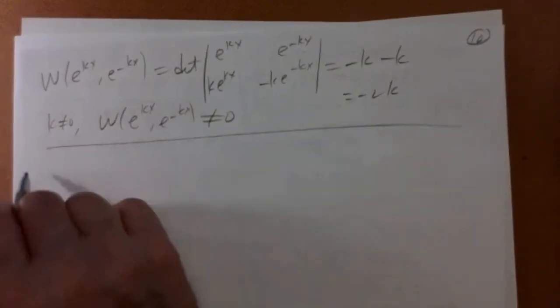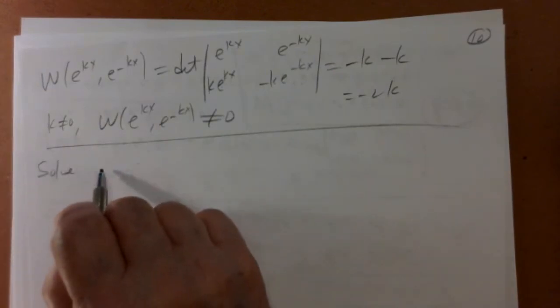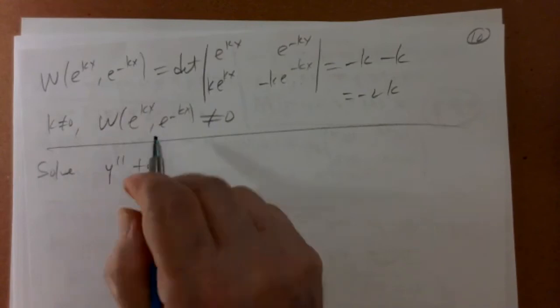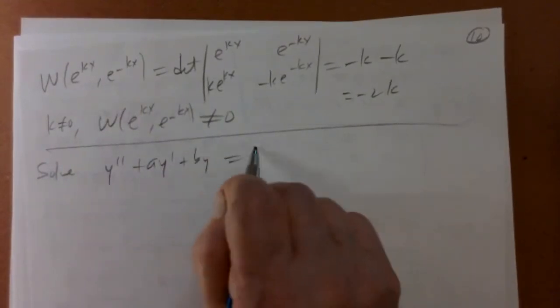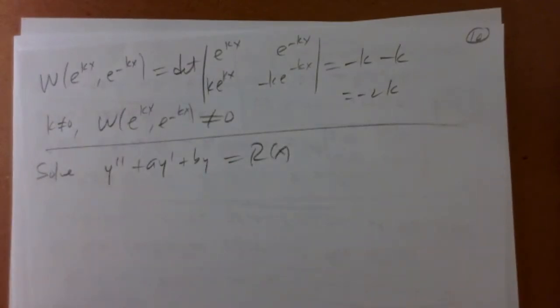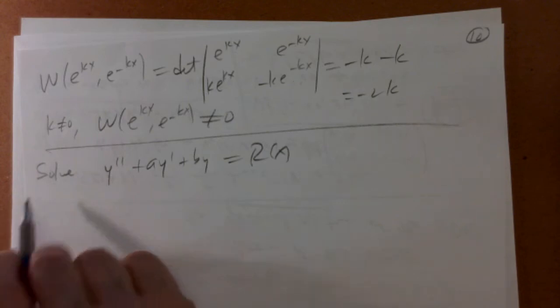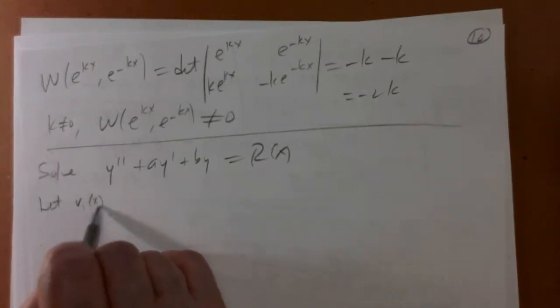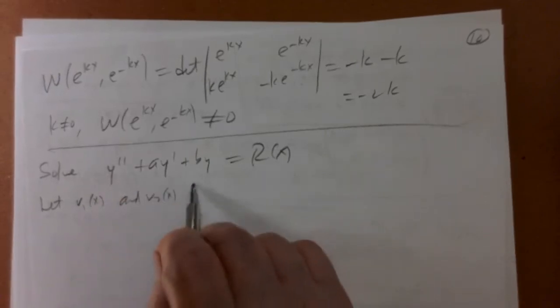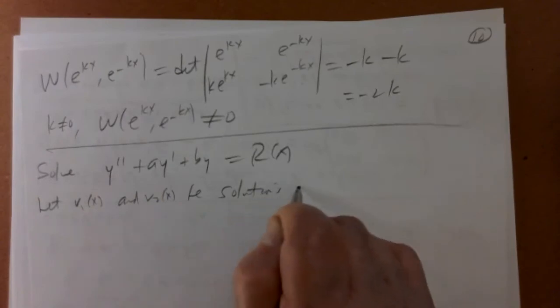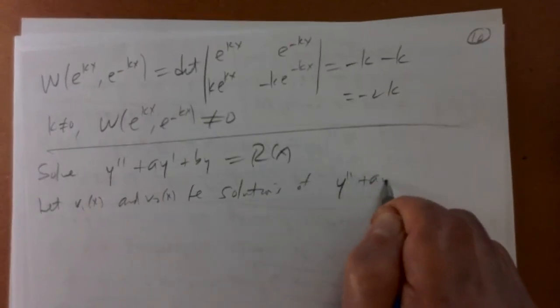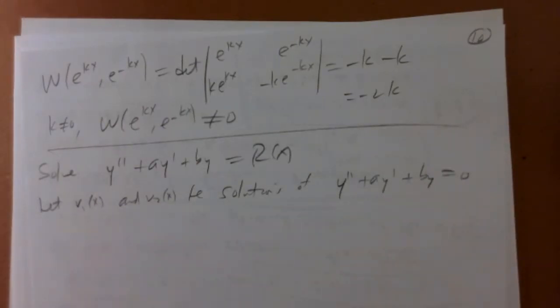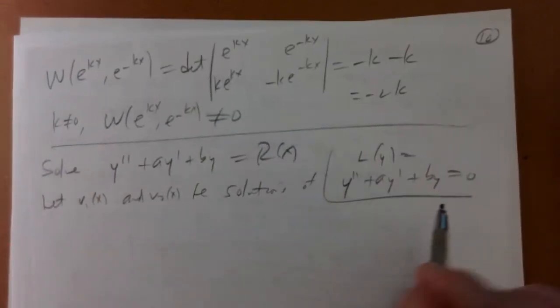Okay, so here's the problem. Solve the non-homogeneous equation y'' + ay' + by = r(x). Let v1(x) and v2(x) be the fundamental solutions of the homogeneous equation.